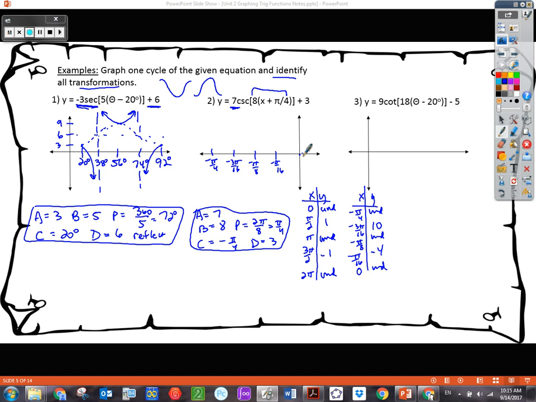Our y values, let's see, we go to 10 and -4. So at pi over 4, we have an asymptote. At -3 pi over 16, it's at 10. At -pi over 8, there's an asymptote. So that tells me this goes up. Then at -pi over 16, we're at -4. And then at 0, we have another asymptote, so it goes like that.